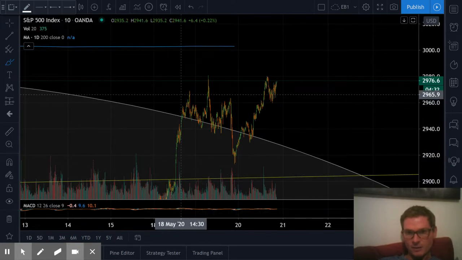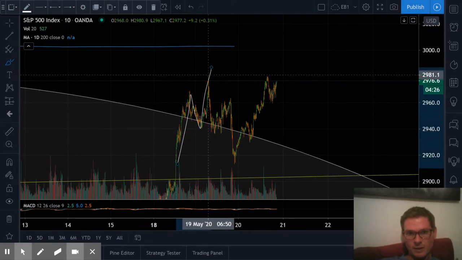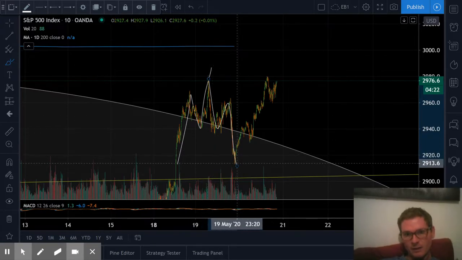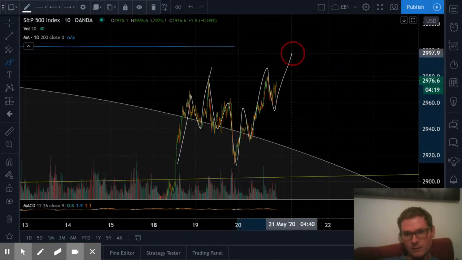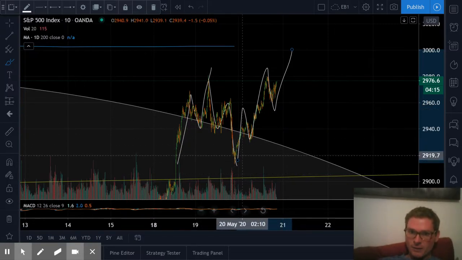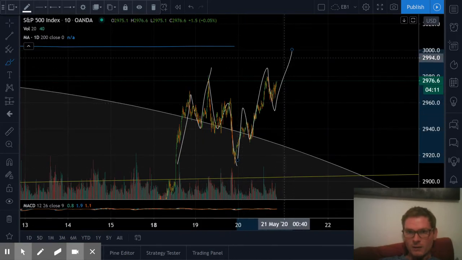And this is called an expanded flat in Elliott waves. And you get a 1, 2, 3 up and a 1, 2, 3 down. That looks like a head and shoulders. And then you'll get a 1, 2, 3, 4, 5 wave up. And the 5 wave is generally roughly the same length as this one wave.